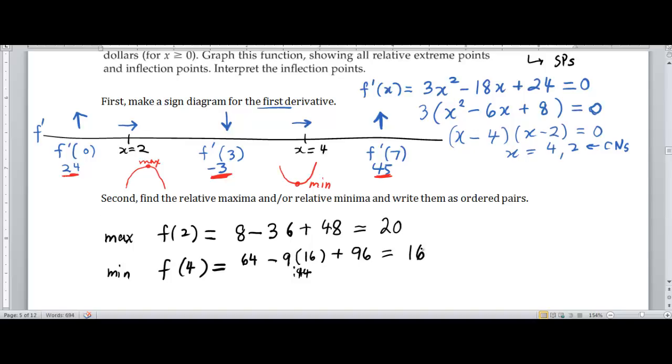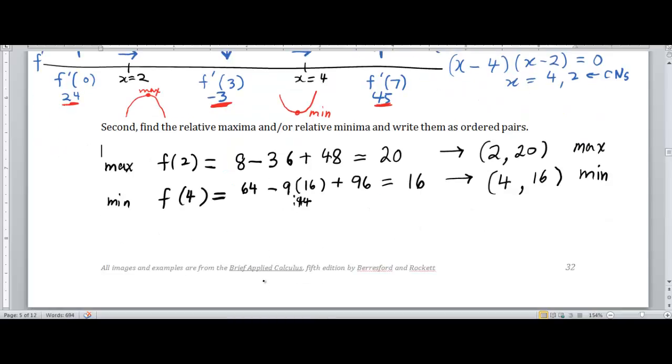Okay, so these are my 2 points. 2, 20, and 4, 16. And again, this is your max and this is your min. So we found the relative max and min. We wrote them as ordered pairs.